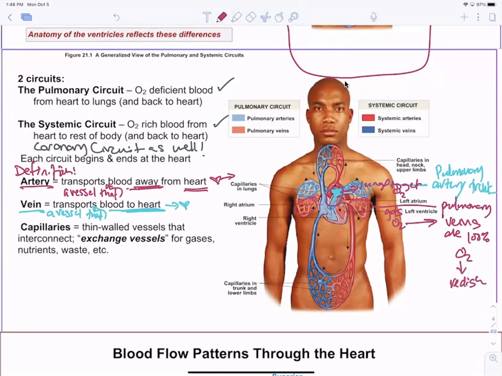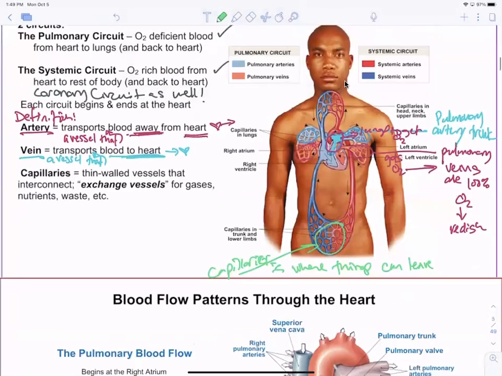It's: is that vessel delivering blood to the heart, or is it taking blood away from the heart? If it's taking blood away from the heart, it's an artery. If it's bringing blood to the heart, it's a vein. And then where things are exchanged in the periphery, we call these capillaries, right? So capillaries is where things can leave the circulatory system.